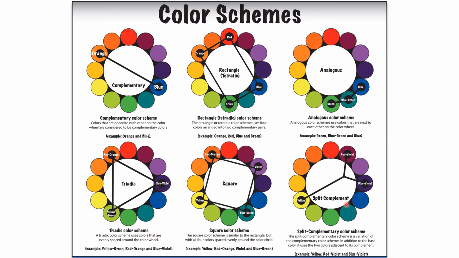Analogous color schemes are simply colors that are next to each other on the color wheel. Split complementary is similar to the complementary color scheme, but differs in that the complement of yellow, violet, is not included. We use yellow and then split off from the violet to the left and to the right, so that we have yellow, red violet, and blue violet. Square color scheme is 4 colors equally spaced apart, and a triadic color scheme, 3 colors equally spaced apart on the color wheel.